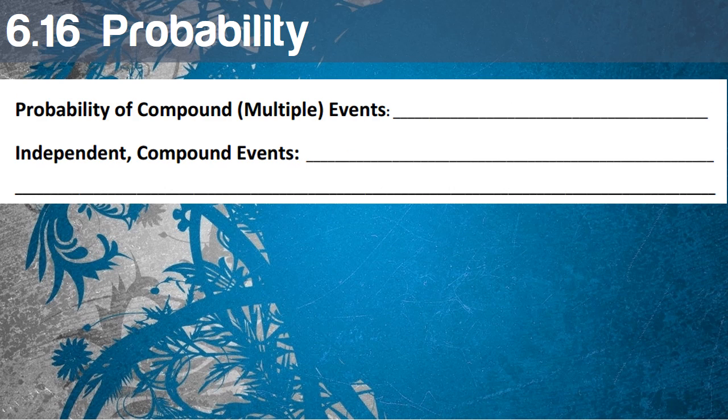So here we're trying to figure out the probability of multiple events. This is the likelihood of more than one event occurring. Previously we've been just talking about one event. Now we're talking about more than one event occurring.